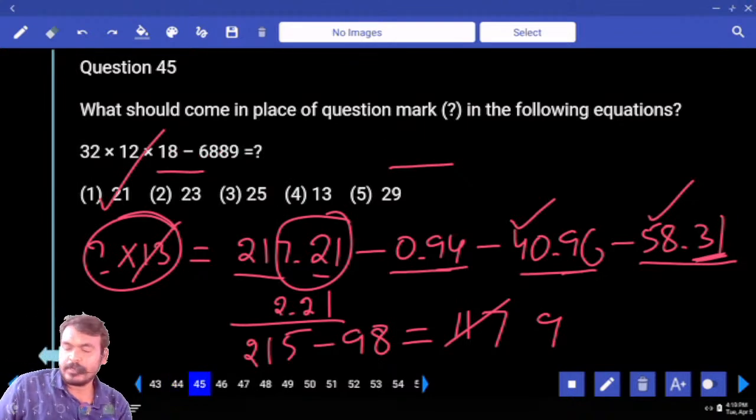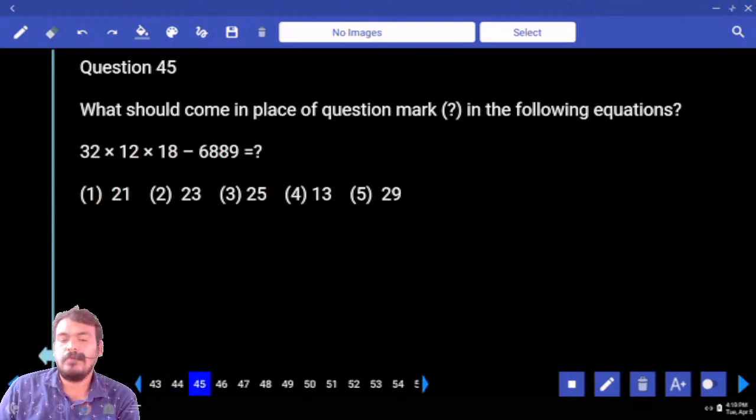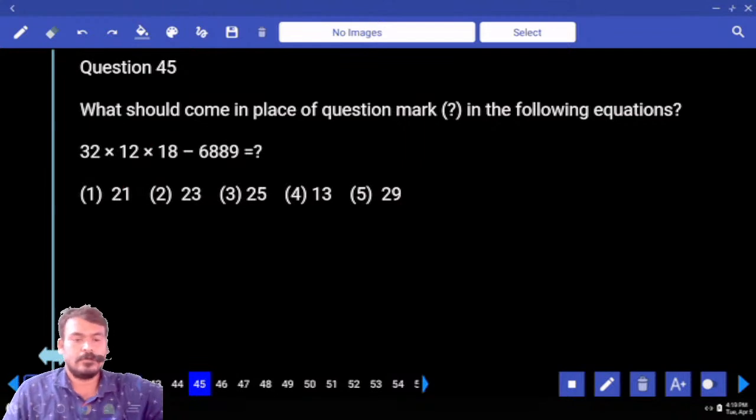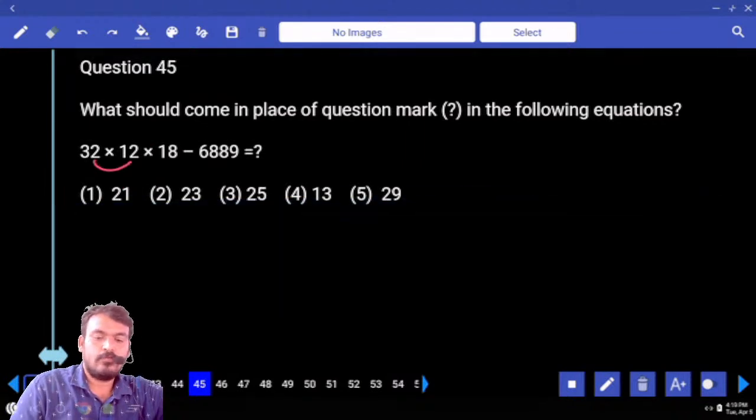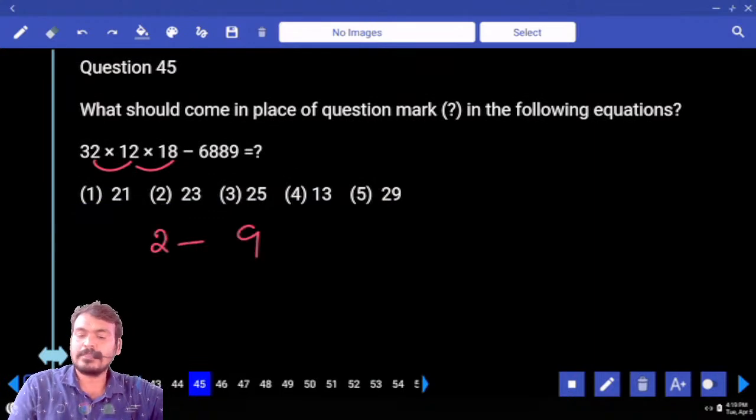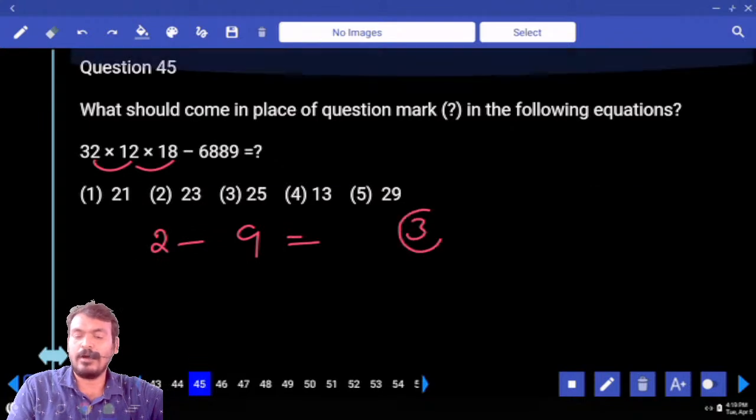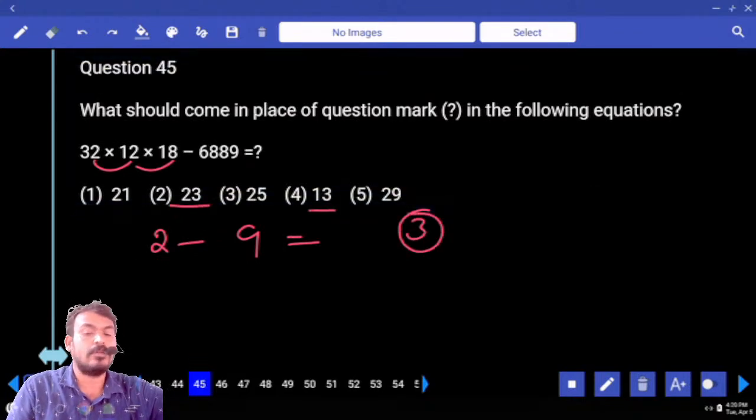Next question number 45. Verify the units position, or not? 2 2s are how much? 4. 4 8s are 32. 2 minus 9, or not? 12 minus 9 means ending with 3. How many options? 2 options, or not? Okay.